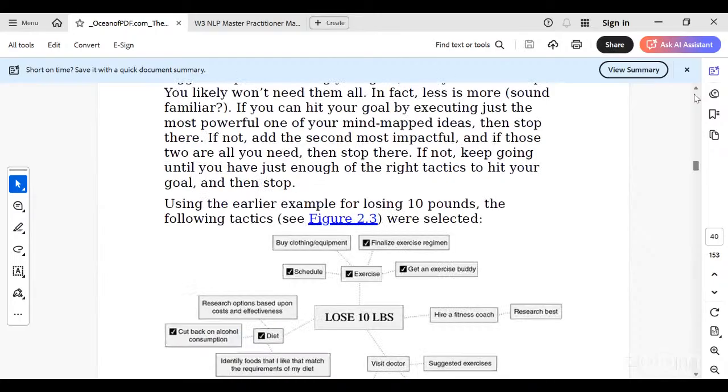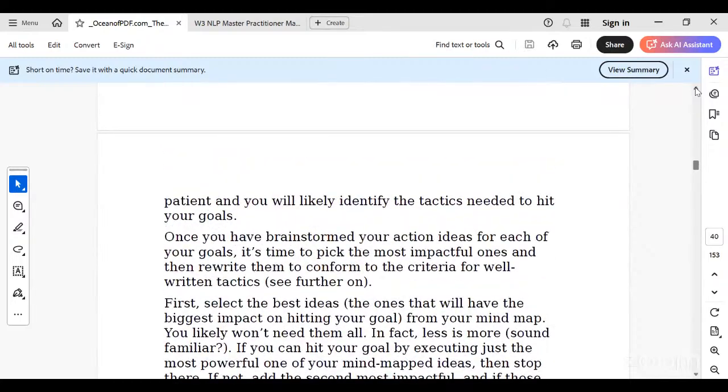Everybody clear on the tactics? At least this is clear. Yes, yes.